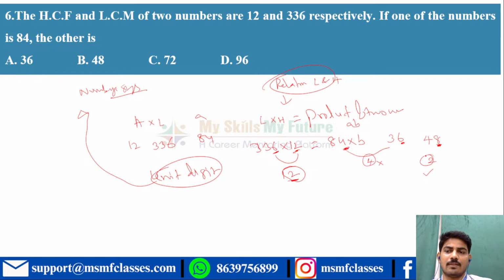I am not fixing my answer yet. Let's move to the next option. Here 2 is present, and 2 into 4 is 8, so this is not our answer. And the last option, 96: here 6 is present, and for the unit digit of 6 we already checked this, so this is also not. So our answer will be directly option B. I hope you are clear with this point. Let's move to the next question.